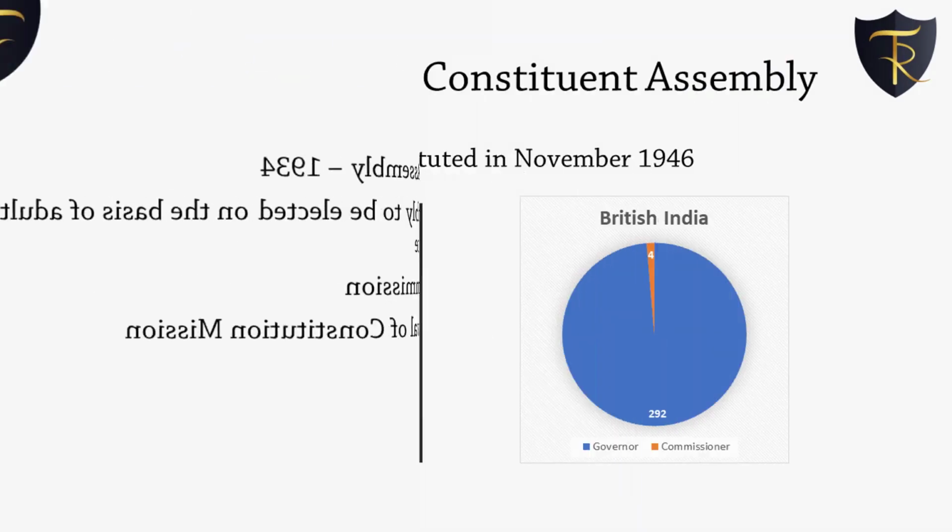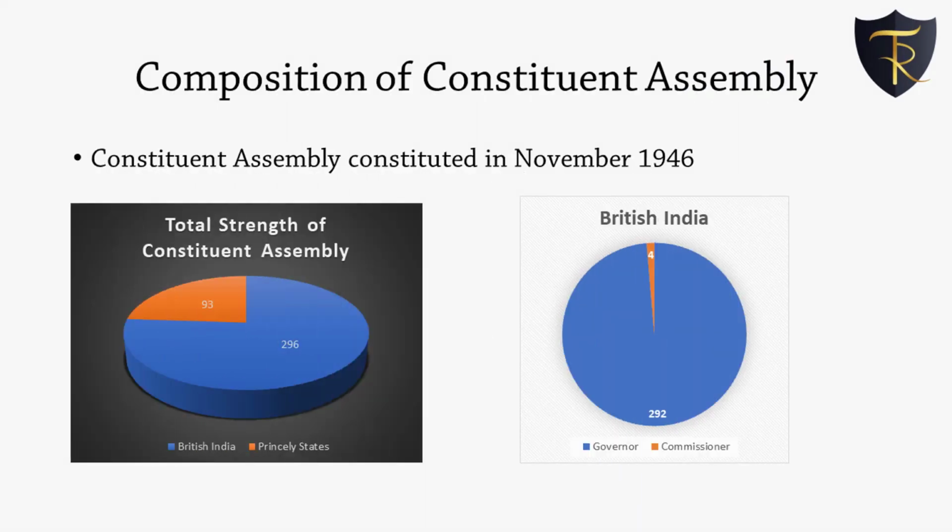Let's see about the composition of the Constituent Assembly. As per the scheme formulated by the Cabinet Mission Plan, the Constituent Assembly was constituted in November 1946. The features include the total strength of the Assembly, which was to be 389, out of which the seats allocated for British India were 296 and for princely states 93. Out of 296 seats allotted to British India, 292 members were to be drawn from the 11 governors' provinces and 4 from the 4 chief commissioner provinces.